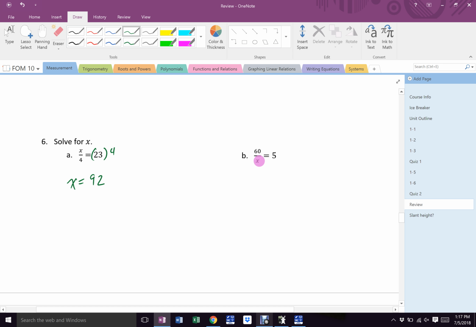X is on the bottom. Do we want x in the denominator or do we want x by itself? I want x by itself, so it can't be in the denominator. So how do I move something out of the denominator? I multiply. Multiply this side by x. If I multiply the left by x, what do I got to do to the right? Same thing. 5x equals 60. Now how do I get rid of this 5? Divide by 5, divide by 5. X equals 12.